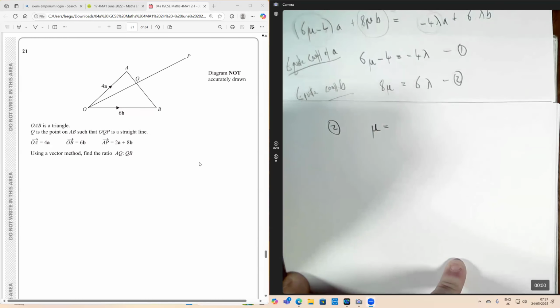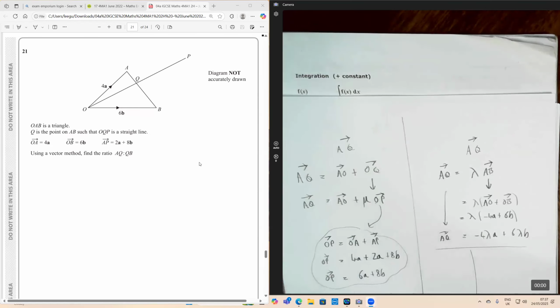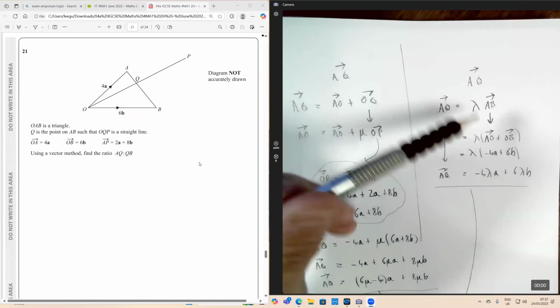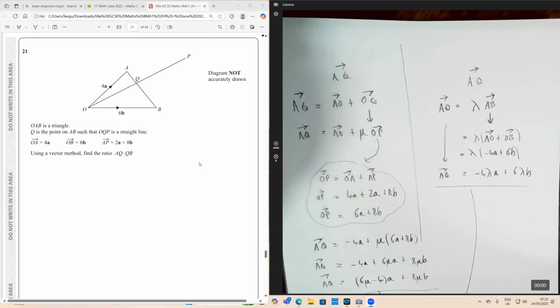I'm going to go back to thinking about my AB, and I'm going to think, right, what was my vector that went down from A to B? It was lambda times AB. So back at the start here, I said that AQ was lambda of AB. So I really want to find out the lambda so I can see how far it is, because that's going to help me answer the question.